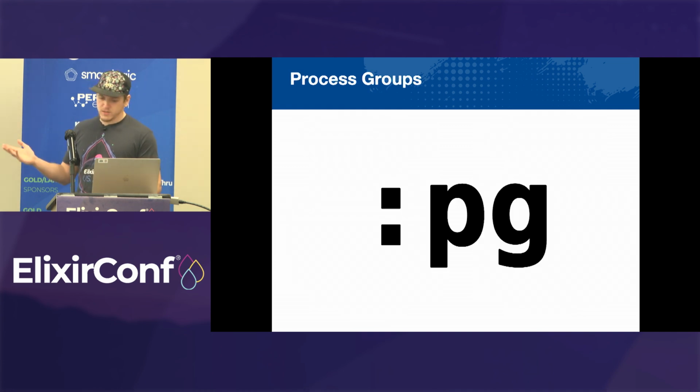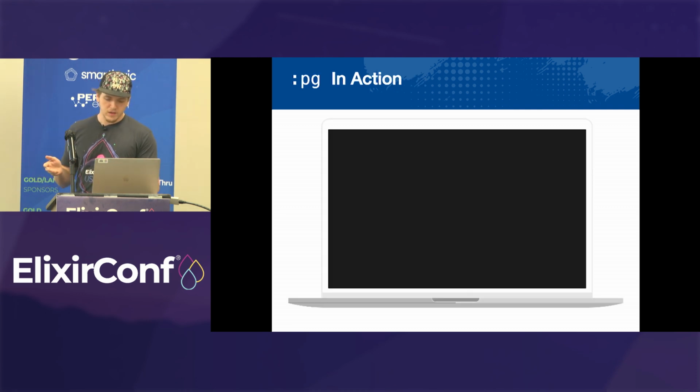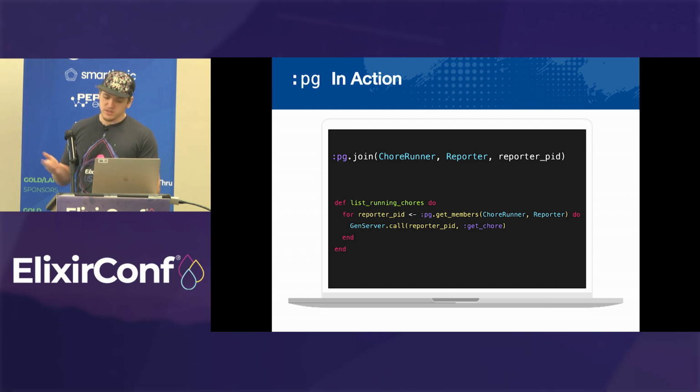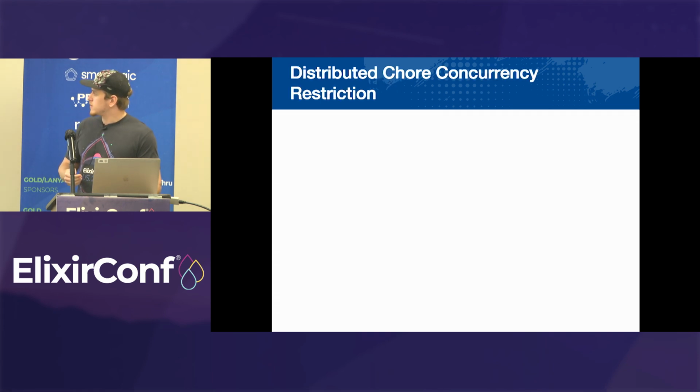PG stands for process group. As the name would imply, it lets you create groups of processes. You can then ask PG to list all processes in a group and then iterate through them to communicate with them. And if a process dies, it's automatically removed from the group. The best part is it works multi-node right out of the box. All you have to do is add a reporter to the group after it starts. And then after that, if I want to list them, I can just ask PG for the members. And that's pretty much all we need for our first distribution problem. The second problem, though, is a bit trickier.